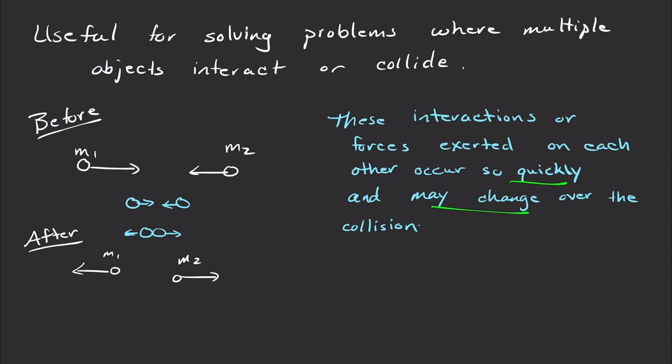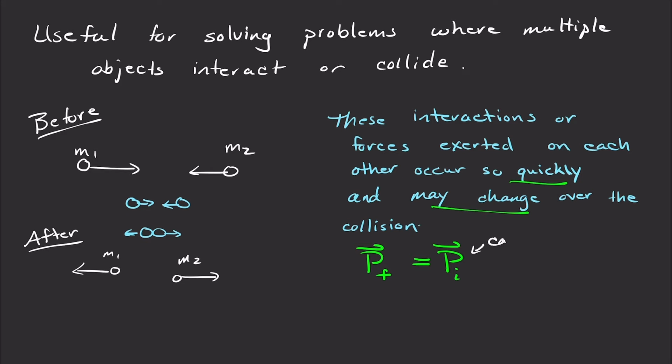And so that makes it really hard to use Newton's laws for objects that are colliding like this. Okay, so instead we can look at the total momentum of the system. So for total momentum, we use capital P, and since momentum is conserved, we write that the total final momentum is equal to the total initial momentum of the system.